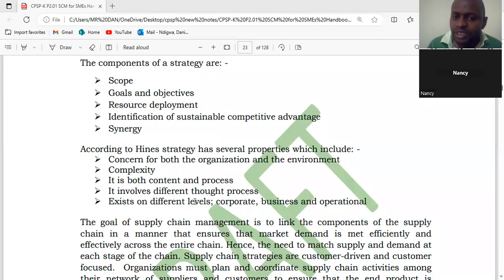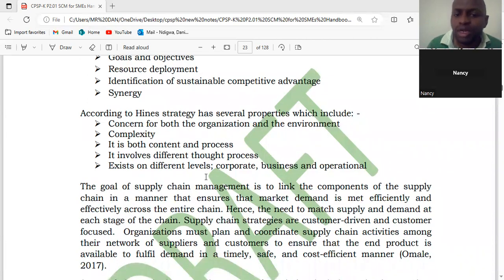According to Hinz, strategy has several properties which include concern for both the organization and the environment. So you need to look at what is working within the organization and also the impact of what is inside the organization on the environment, so that you do not harm the environment in any way, and you also do things that are going to improve the environment around.